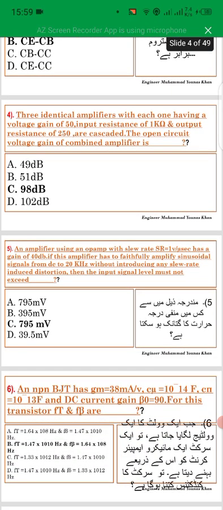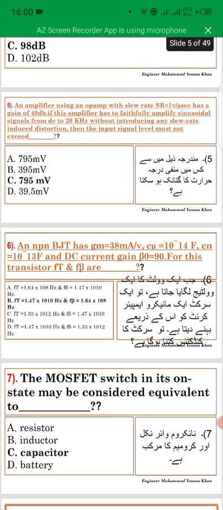Three identical amplifiers, each having a voltage gain of 50, input resistance of 1 kΩ and output resistance of 250 Ω, are cascaded. The open circuit voltage gain of the combined amplifier is 98 decibels.